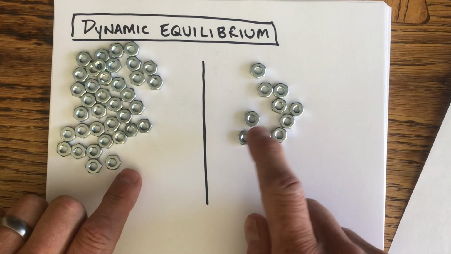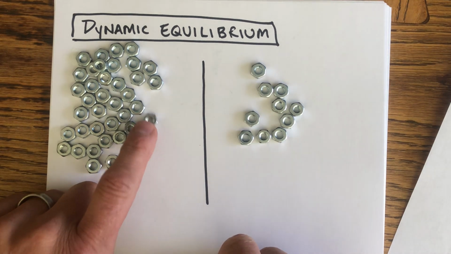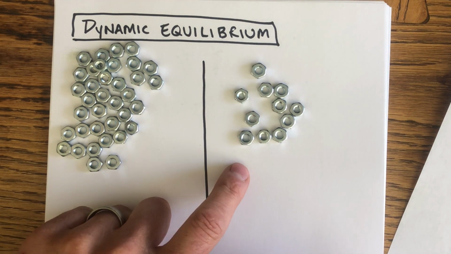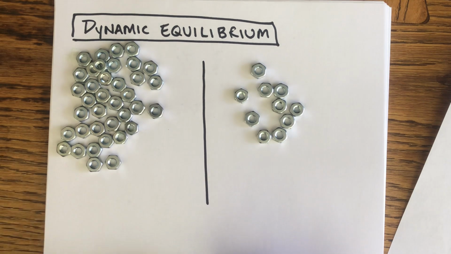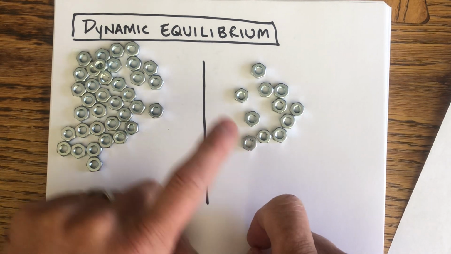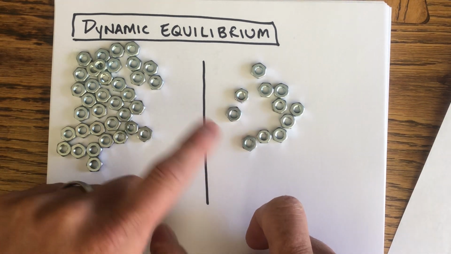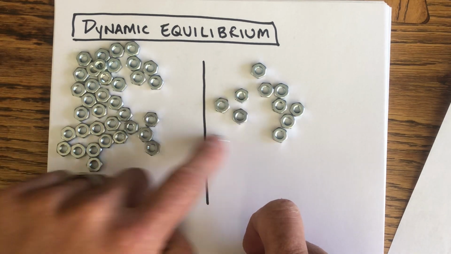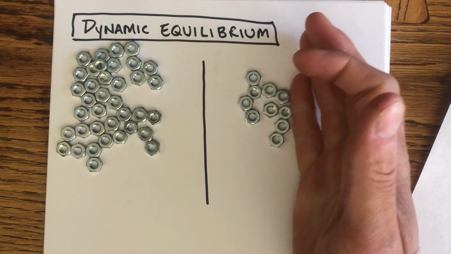And the best way to demonstrate this is just to think about the fact that maybe as one nut comes over to the right, another one is coming back to the left. So one to the right, one to the left, one to the right, one to the left. And this is what we call dynamic equilibrium.